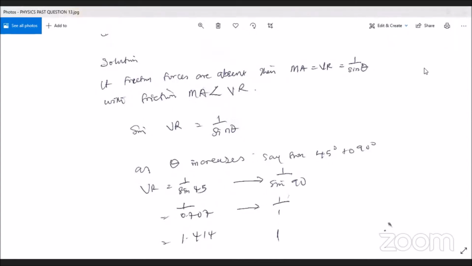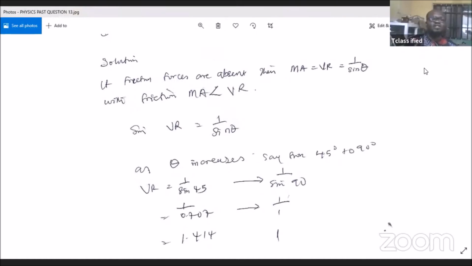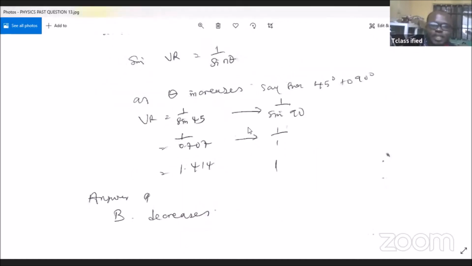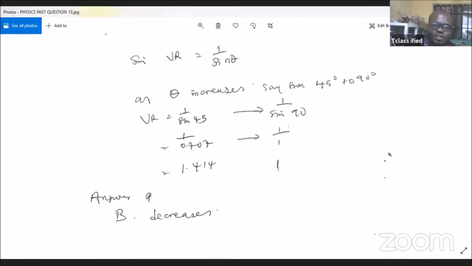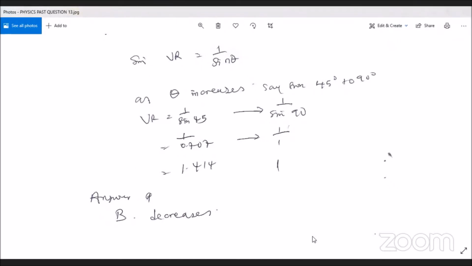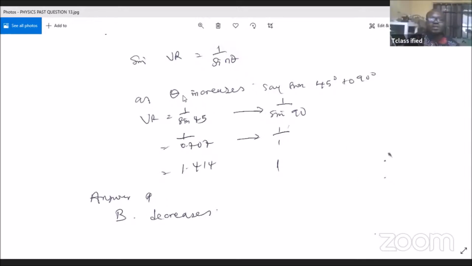Yes, sir. Okay. So velocity ratio is equal to 1 over sine theta. Now, they are asking you, if you increase theta, what will happen to the velocity ratio? Is that the question? Yes. Good. So let's say the angle is increased from 45 to 90. Let's see what will happen.